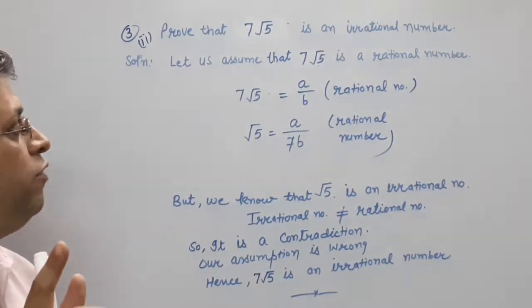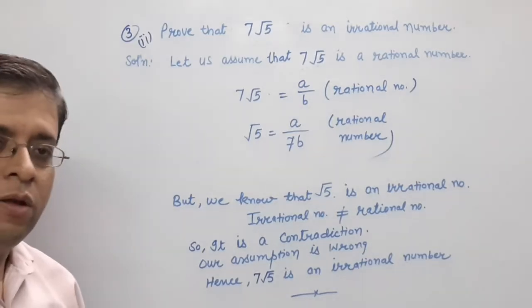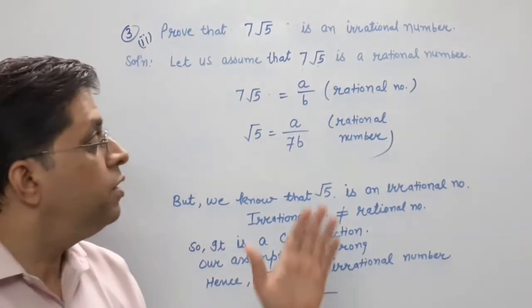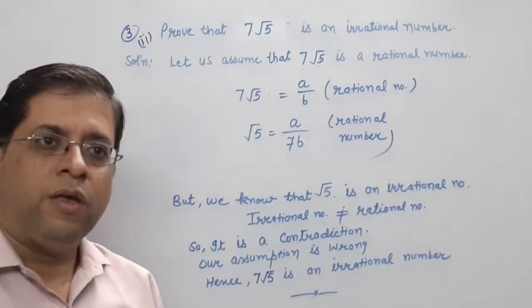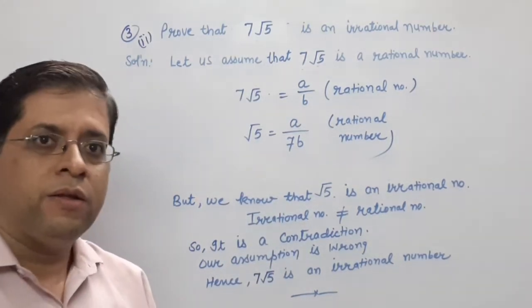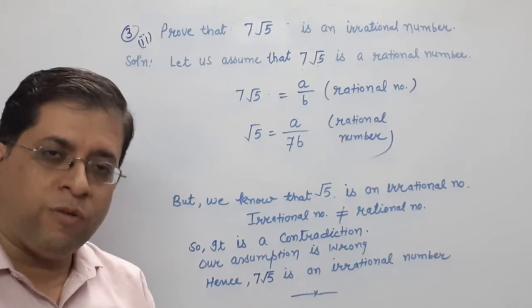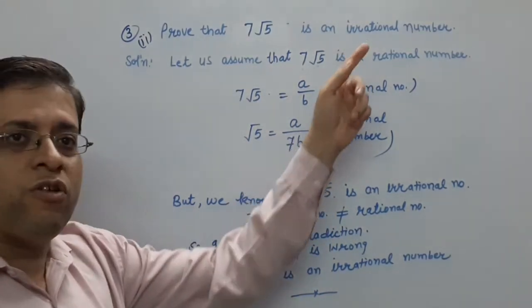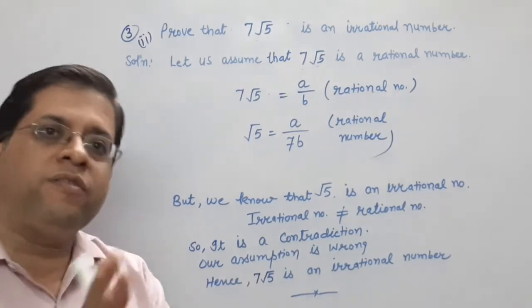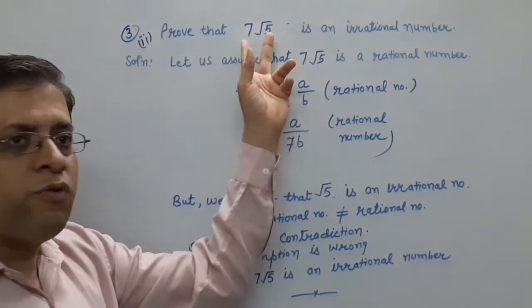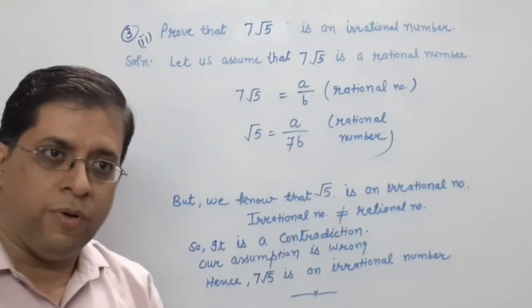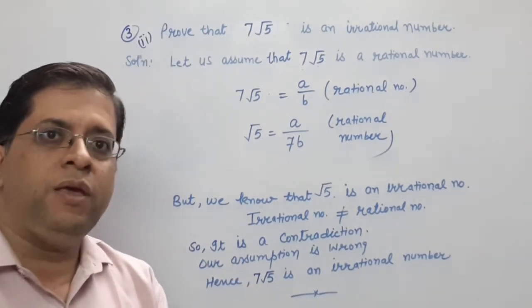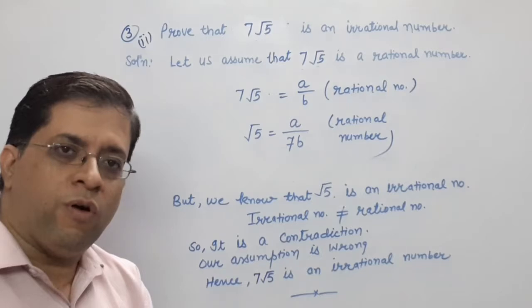Prove that 7 root 5 is an irrational number. Earlier we have seen that for these types of questions, proving an irrational number, you have to assume the opposite. Here an irrational number is given, so you have to prove it. Let us take 7 root 5 as a rational number. If 7 root 5 is a rational number, then it will be in a upon b form.